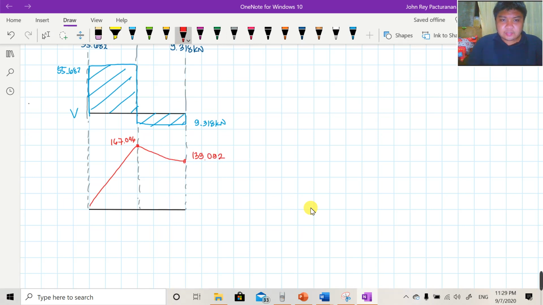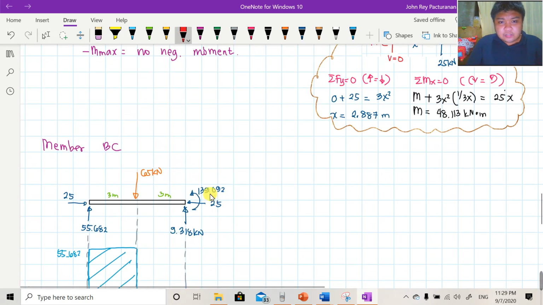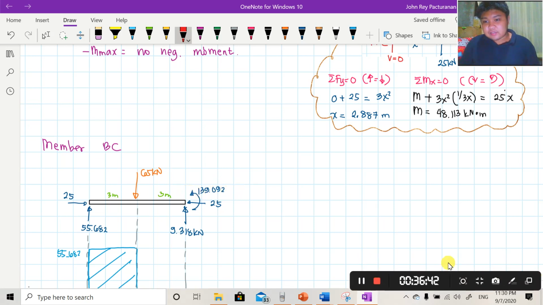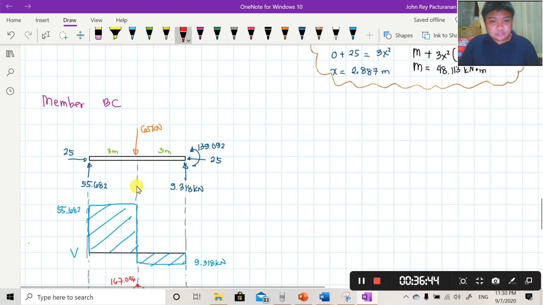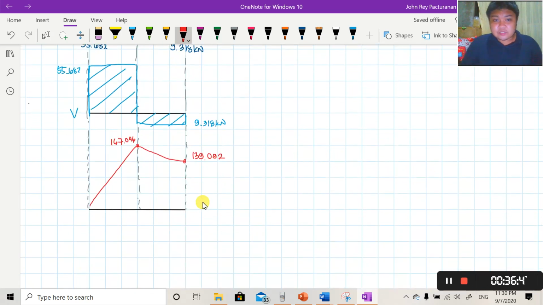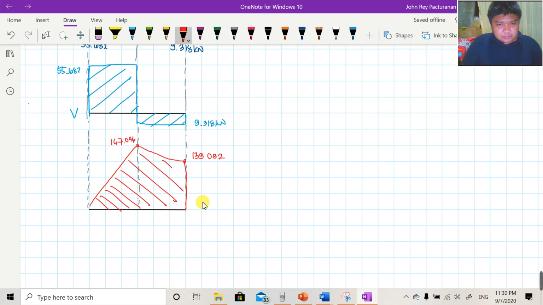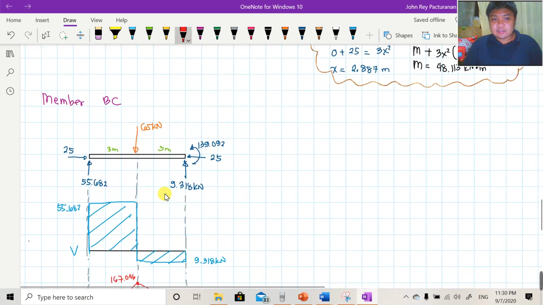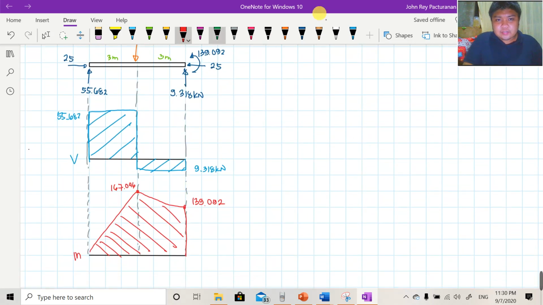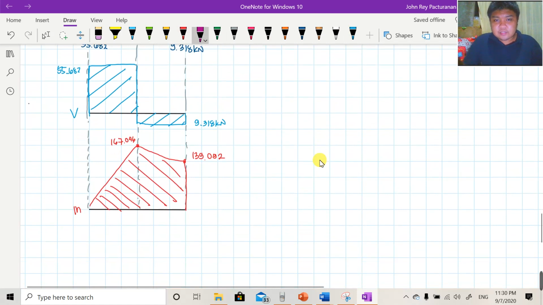So, this is 139.092. Sir, hindi naman siya nag-close. Malamang, take note, meron pa tayong counterclockwise moment dito. Alam niyo naman, class, kapag counterclockwise moment, pabagsak yon. So, ibagsak natin siya dito. Ayan. Tadan! So, meron na tayong moment diagram. Para masiguro nyo na tama ang ginagawa nyo, dapat na-enclose ang diagram. So, pwede na rin nating i-conclude that the maximum shear is 55.682.